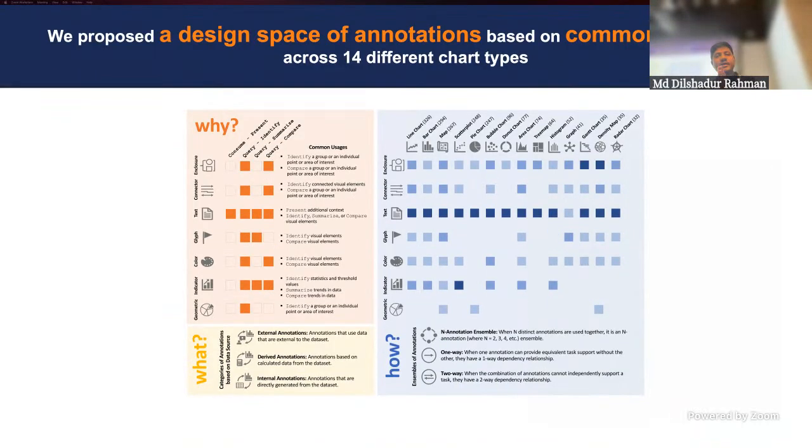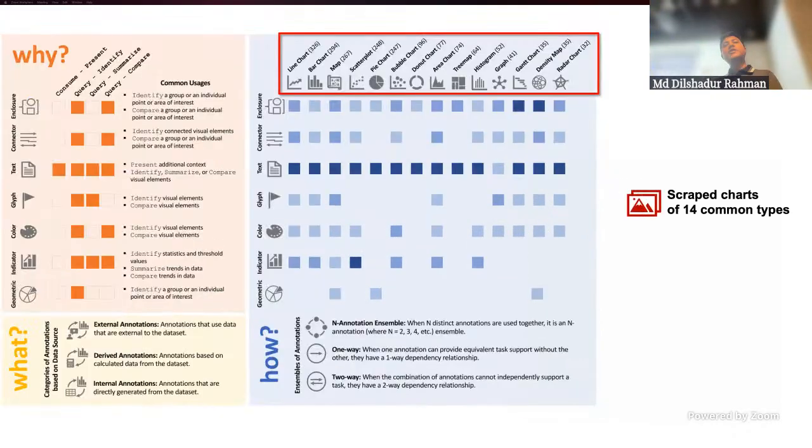To address this gap, we propose a design space of annotations by analyzing their common practices. To construct this design space, we scraped 9,000 Google images covering 14 common chart types like line charts, bar charts, scatter plots, pie charts, area charts, etc.